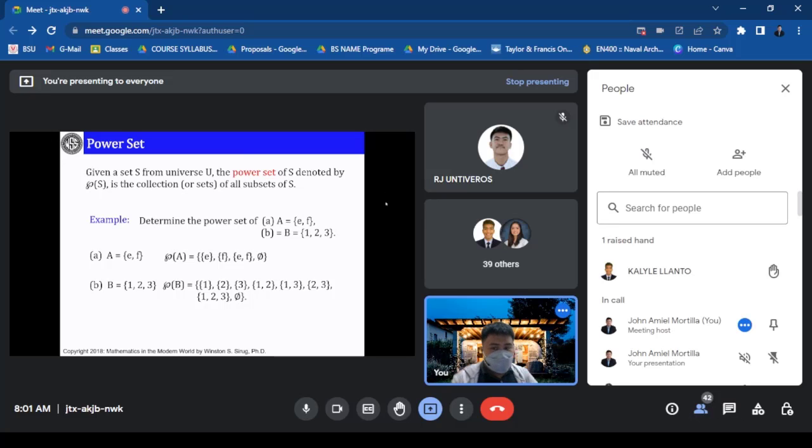Okay. So, that is the power set. So, thank you everyone for participation sa ating power sets.